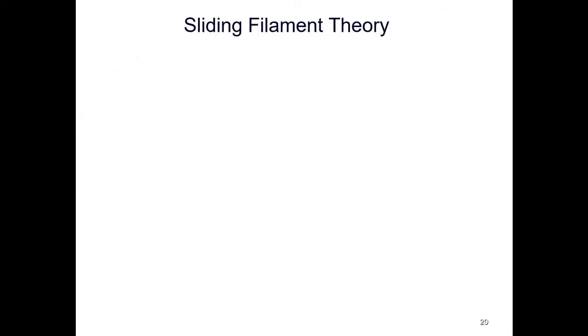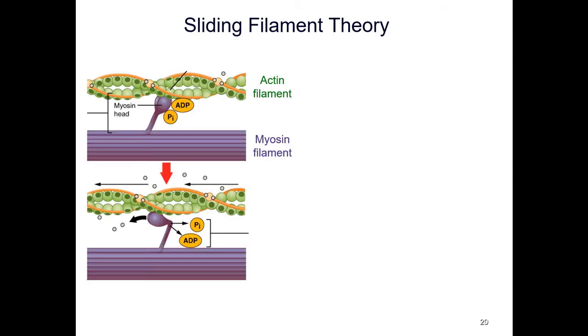Our understanding of the ratcheting process that pulls actin filaments over myosin filaments is called the sliding filament theory. Here we see a diagram representing the action that occurs at a single point of contact between an actin and myosin filament.